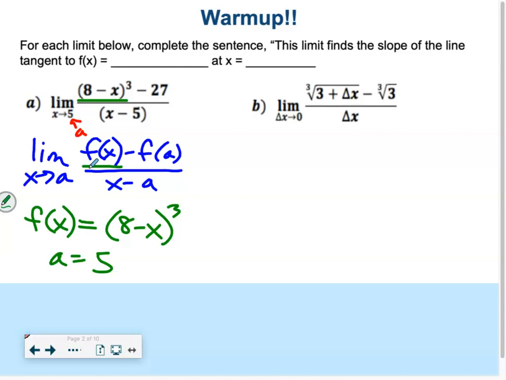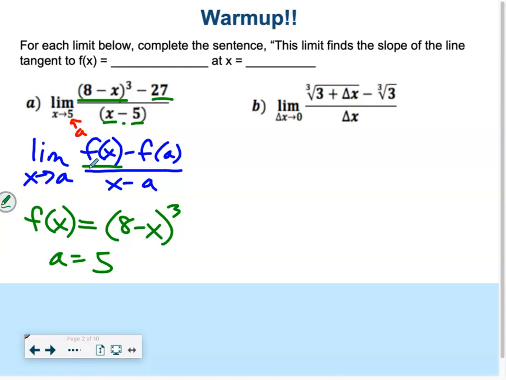F of a would be, in this case, f of 5, right? So if I plug in a 5, I get 8 minus 5 cubed. Does 8 minus 5 cubed equal 27? That's my f of a, right? So f of x minus f of a over x minus a. So if you see something like this and you know this formula, can you pick out what's f of x? Can you pick out what's your a?